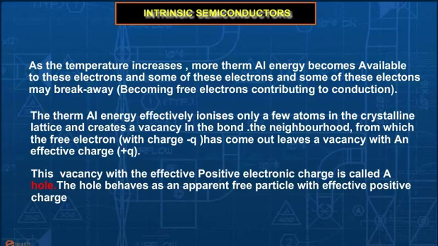The neighborhood from which the free electron, which has a charge of -q, has come out leaves a vacancy with the effective charge of +q. The vacancy with the effective positive electronic charge is called a hole. The hole behaves as an apparent free particle with effective positive charge.